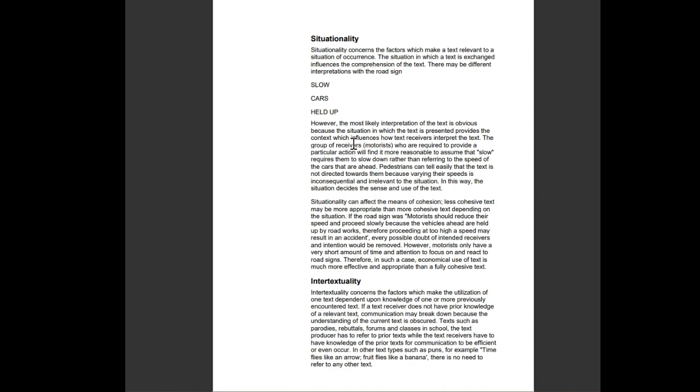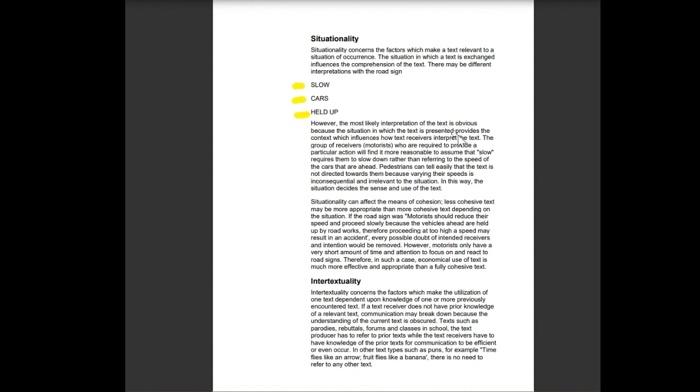We have two more. Situationality. This is about the factors which make a text relevant to a situation of occurrence. The situation in which a text is exchanged influences the comprehension of the text. There may be different interpretations of a road sign. For example, we have "Slow, cars held up."